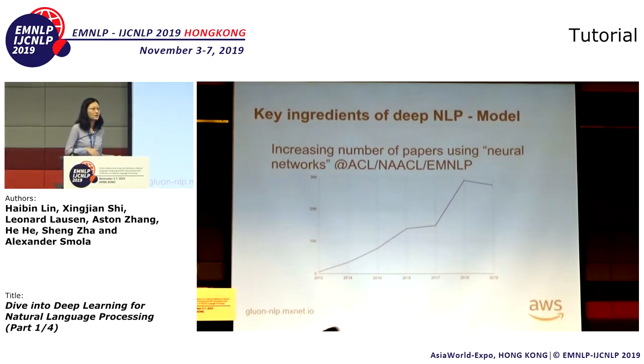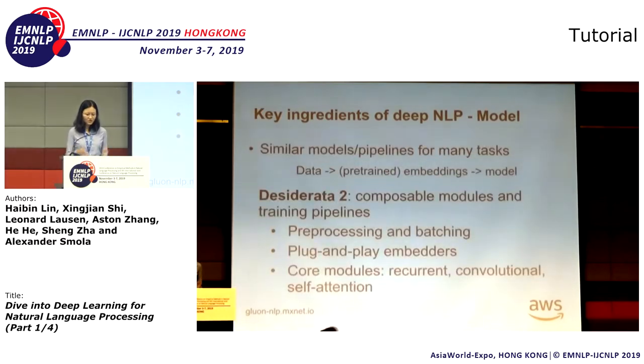So before, if you worked in machine translation, you used a completely different pipeline compared to someone that works in summarization. But nowadays, most generation tasks are using the sequence-to-sequence models. And similarly, for natural language understanding, now the trend is that we will build one model that can solve many different tasks, like fine-tuning with BERT. So we see this converging trend that the same or similar models and pipelines are being used for many different tasks and data sets. So we would like to have composable neural network modules and training pipelines so that we can easily change our model for different tasks.